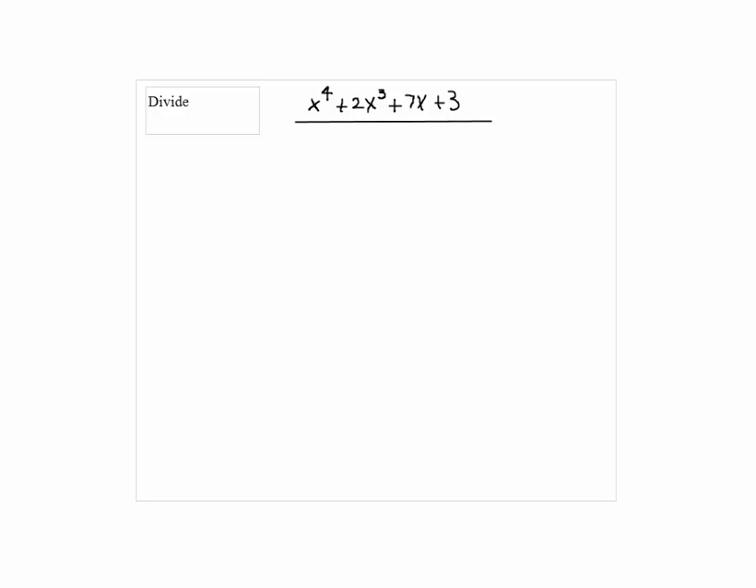Divide x to the power of 4 plus 2x to the power of 3 plus 7x plus 3 over x plus 1.